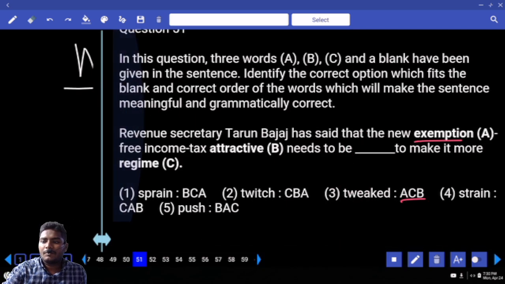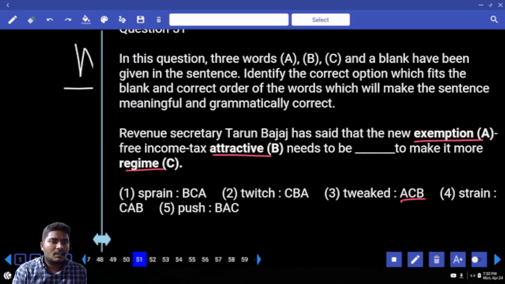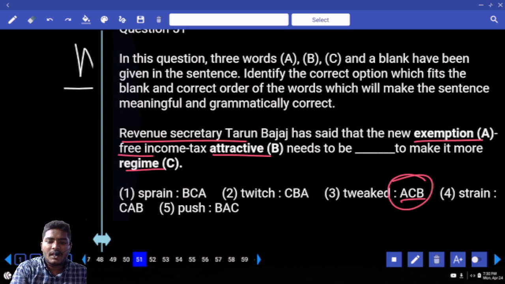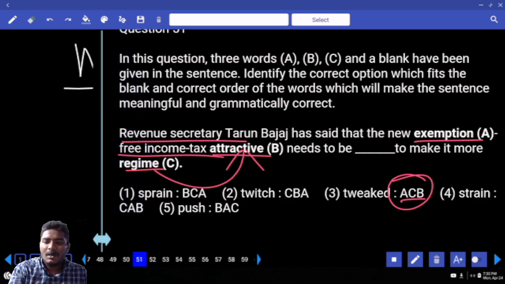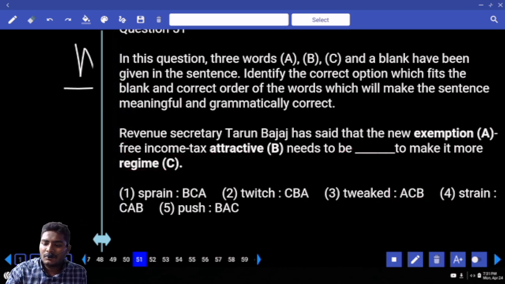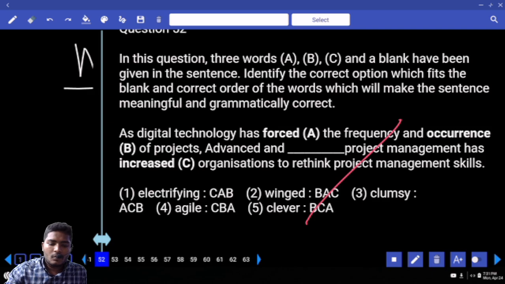What are the words here? Exemption. Another one is attractive. Another one is regime. Revenue Secretary Tarun Bajaj has said that the new exemption free income tax regime needs to be tweaked to make it more attractive. So the answer comes with a 3. Move to 52.